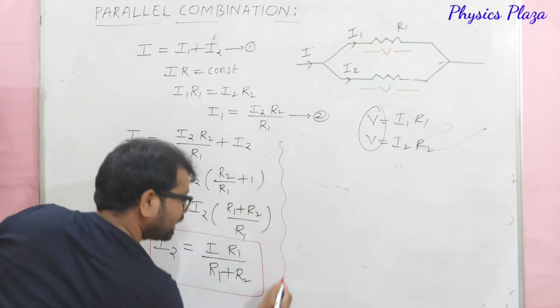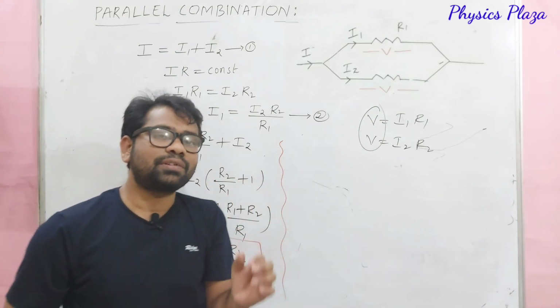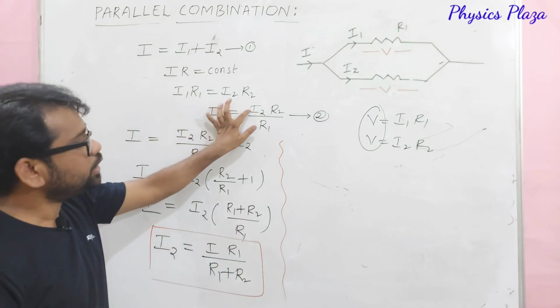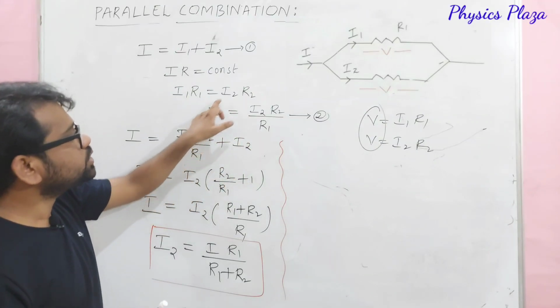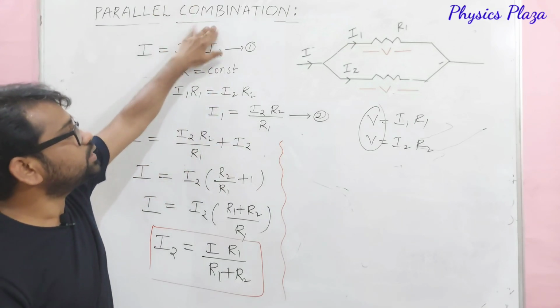Then how can we calculate the I1 value? Children, if you want to calculate the I1 value, follow the same procedure. Here we wrote I1 is equal to I2 R2 by R1, right? There you can write the equation for I2. Then I2 is equal to I1 R1 by R2. Then you can substitute that value in this equation.